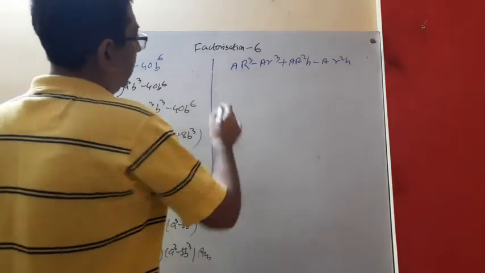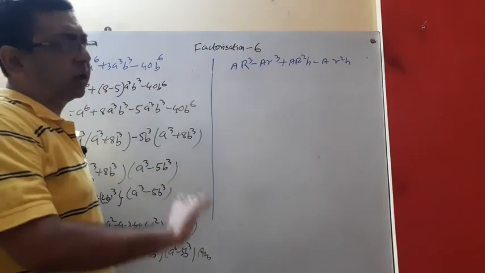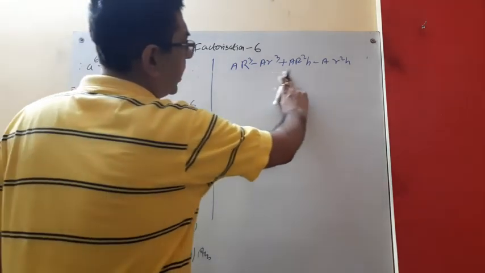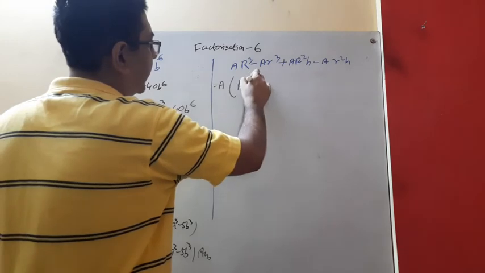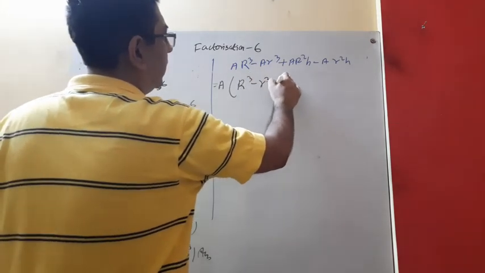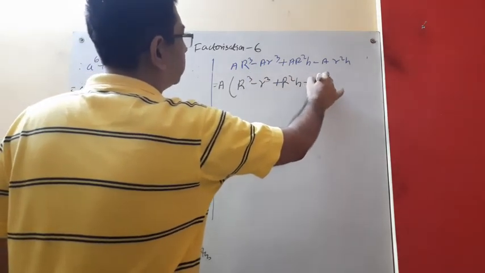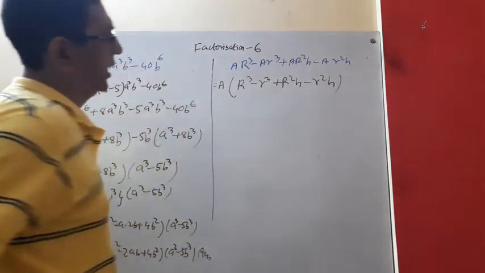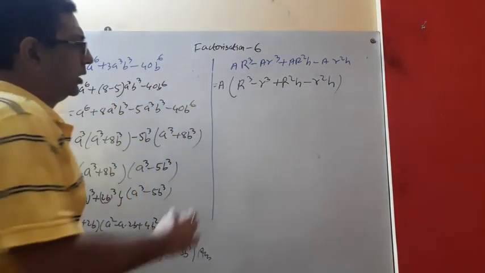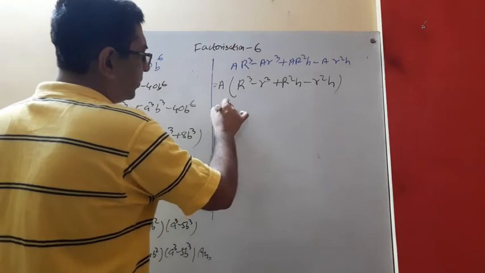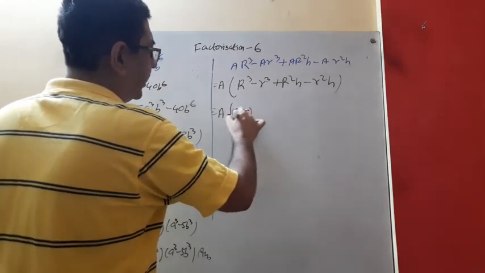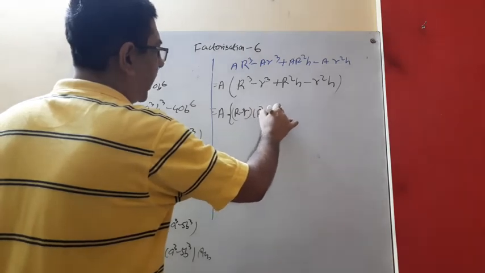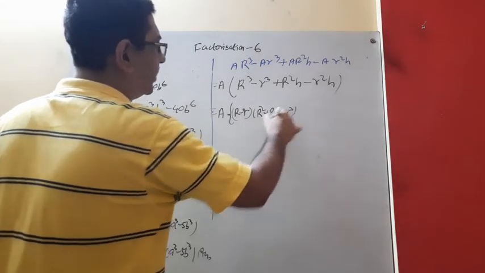Now, this one, how will I do? This has 4 terms. Look, the term a is there in all of them. So at first we take common a. So we are getting R cube minus small r cube plus R square h minus small r square h. Look, this is of the form a cube minus b cube. So it can be written as a minus b into a square plus ab plus b square.